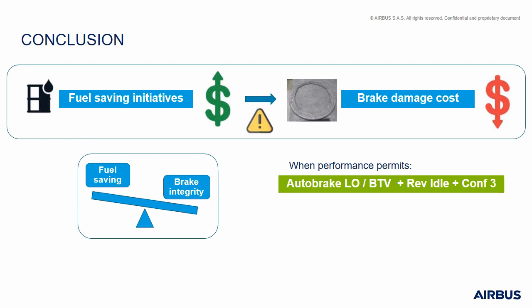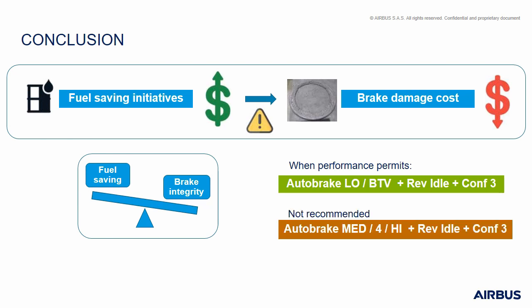Keep in mind that to prevent unexpected brake damage, you should avoid repeated brake temperature above 400 degrees Celsius, and you should find the best compromise in terms of landing configuration. When performance permits, use auto brake low or brake to vacate plus rev idle plus conf-free to save fuel and minimize brake oxidation. However, keep in mind that the use of auto brake med or 4 plus rev idle plus conf-free is not recommended.